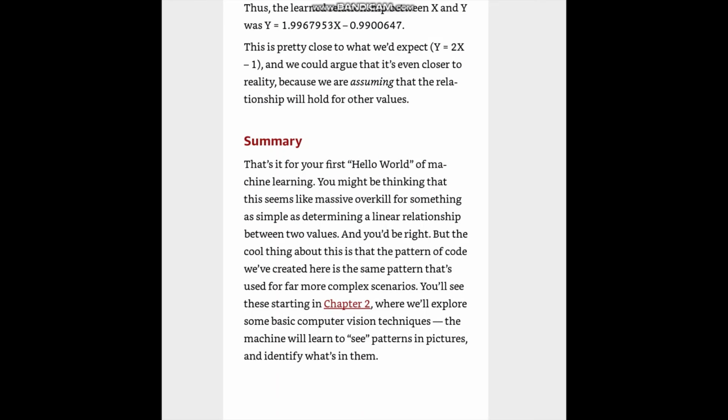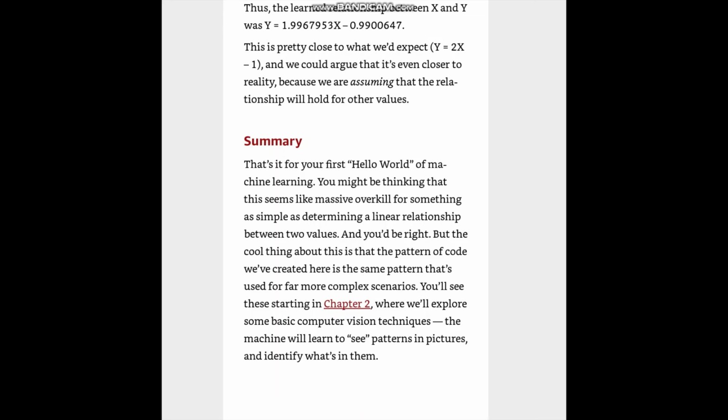So here, this is pretty close to what we'd expected. Y is 2x minus 1, and we could argue that it's even closer to reality because we are assuming that the relationship will hold for other values. The summary is that's the first hello world, and it seems like a massive overkill for something as simple as determining a linear relationship between two values, and you might be right, but this is a cool thing so that you can understand the pattern of the code and understand as well as create and answer a few complex scenarios.